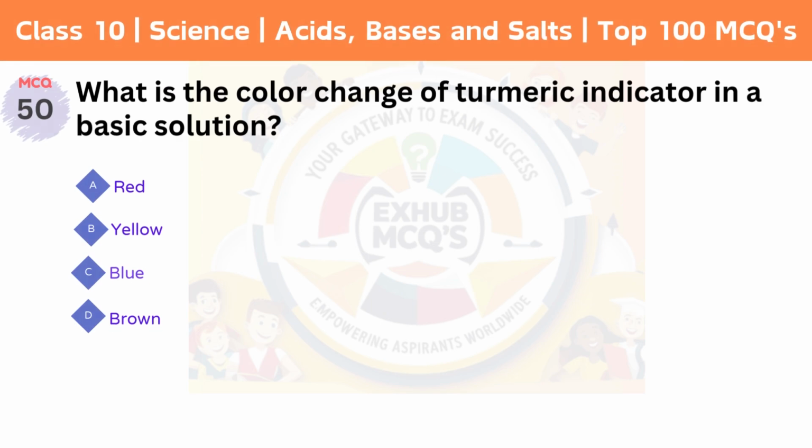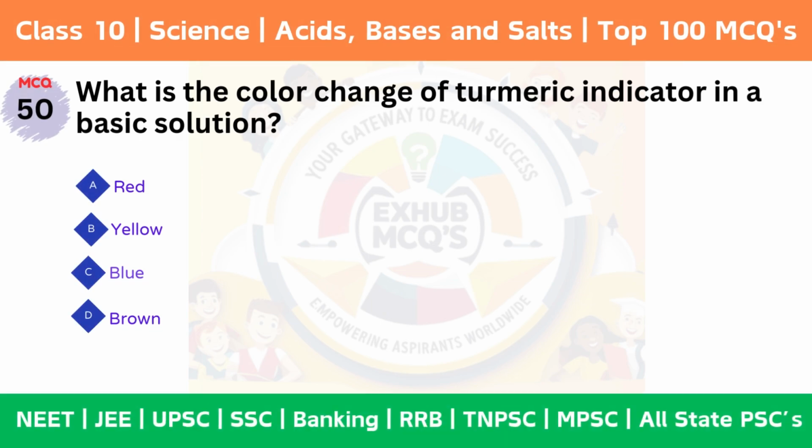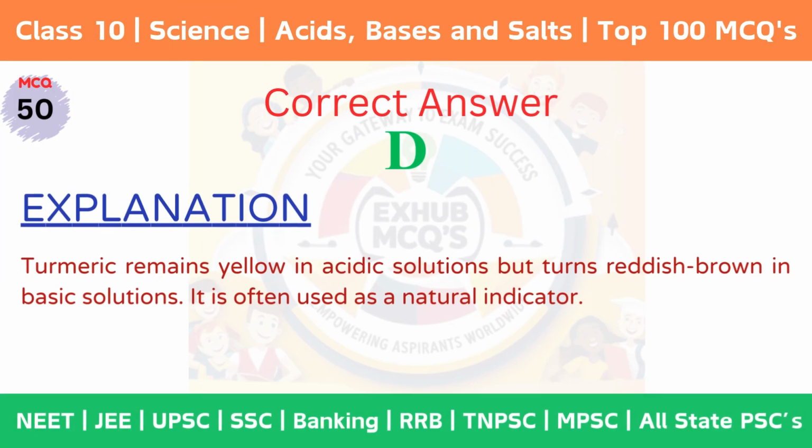MCQ 50. What is the color change of turmeric indicator in a basic solution? Option A, red. Option B, yellow. Option C, blue. Option D, brown. The correct answer is option D, brown. Explanation. Turmeric remains yellow in acidic solutions, but turns reddish-brown in basic solutions. It is commonly used as a natural indicator.